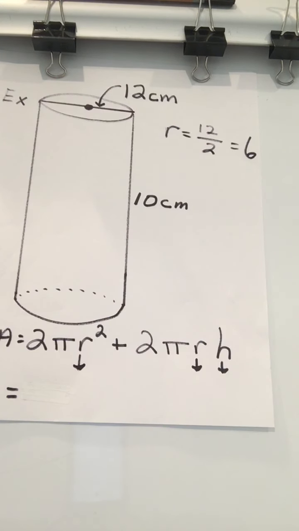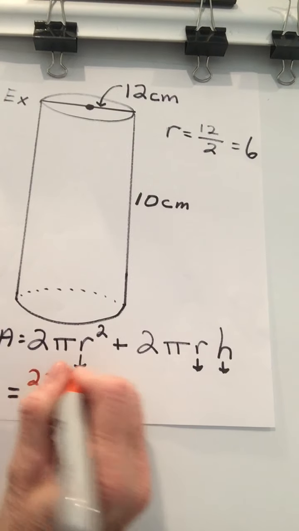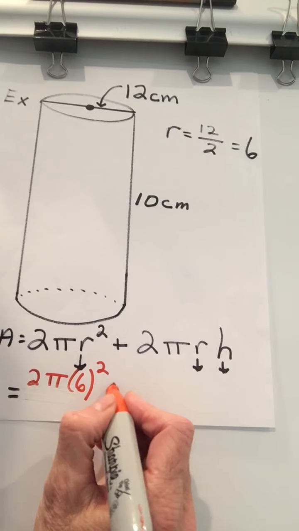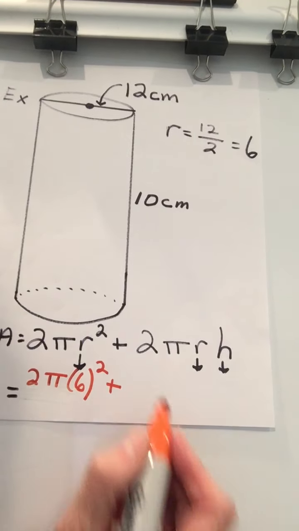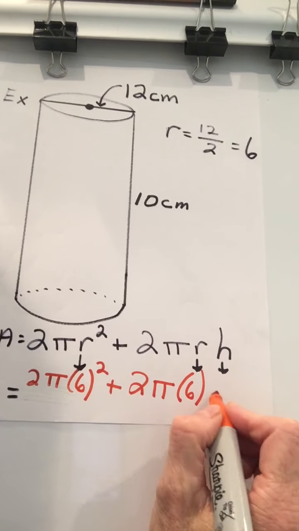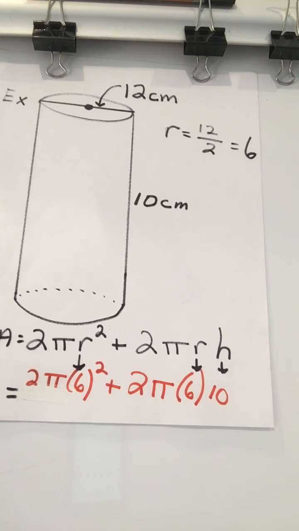So we have everything we need, and all we have to do is use our formula. That's exactly what we're going to do. So we're going to fill it in. The surface area is going to be 2 times pi times 6 squared, and put your 6 in parentheses because that's going to be squared, plus 2 pi 6 times 10. If you put that into your calculator, or if we don't even put that into our calculator, let's keep it in terms of pi.